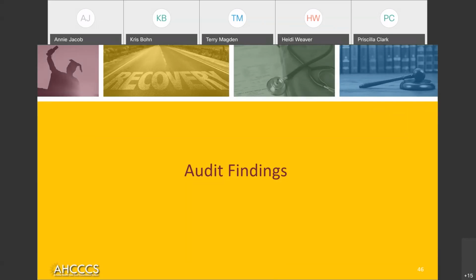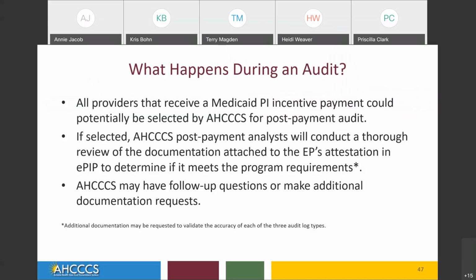Let's discuss a few audit findings. So what happens during an audit? All providers that receive a Medicaid PI incentive payment could potentially be selected by Access for post-payment audit. If selected, Access post-payment analysts will conduct a thorough review of the documentation attached to the EP's attestation and EPIP to determine if it meets the program requirements.